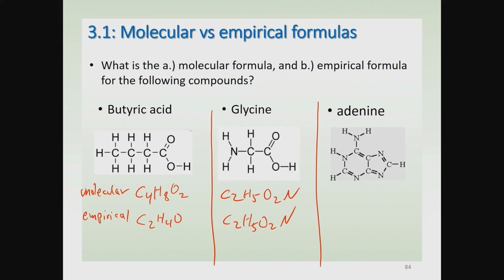Now how about adenine? How many carbons do we have? We have 1, 2, 3, 4, 5 carbons. It looks like we have 5 hydrogens, and we also have 5 nitrogens. That is the molecular formula again, because we're individually counting atoms for each element. So what is the empirical formula? Is there a number that will go evenly into all those 5s? The answer is yes. That number would be 5, right? It would go into 5 one time. So the empirical formula is just CHN.